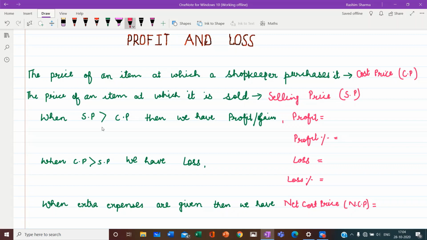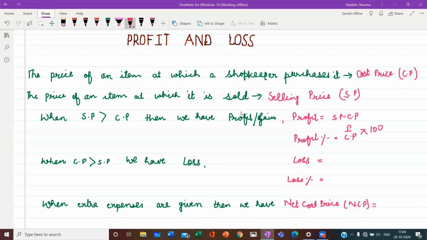Then we compare these two, SP and CP. If SP is greater than CP, then we say that there is a profit or gain. So how will we find that profit? That profit will be equal to SP minus CP. And when we have to find this profit in percent, what we do? We write profit upon CP into 100.